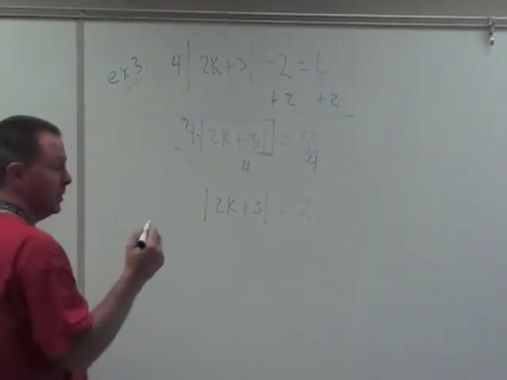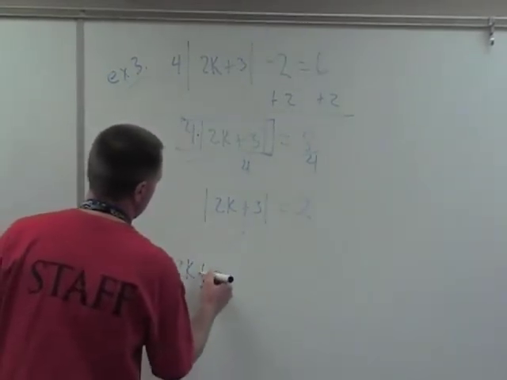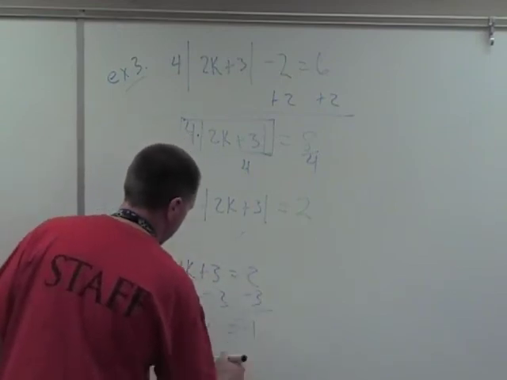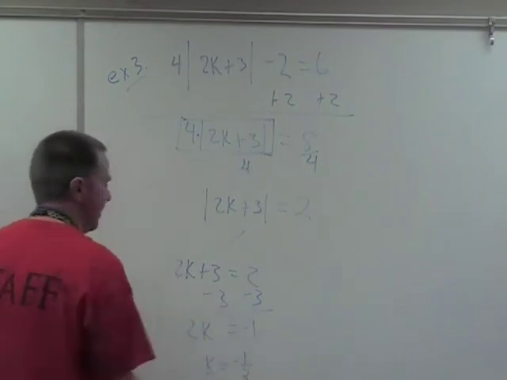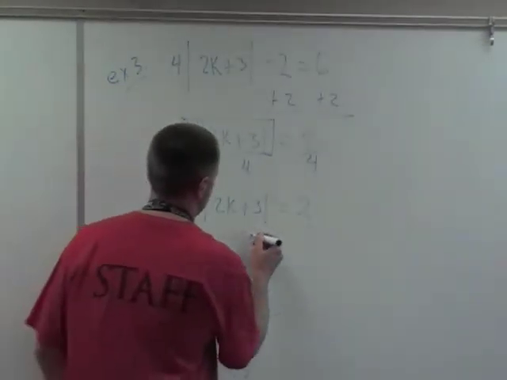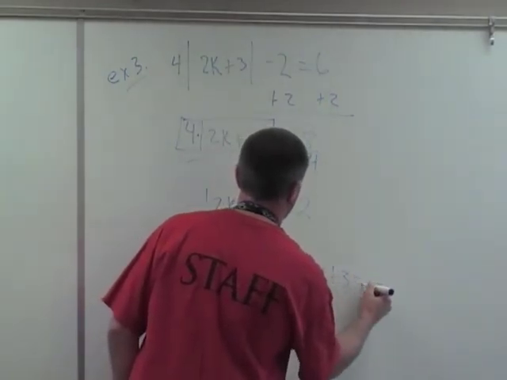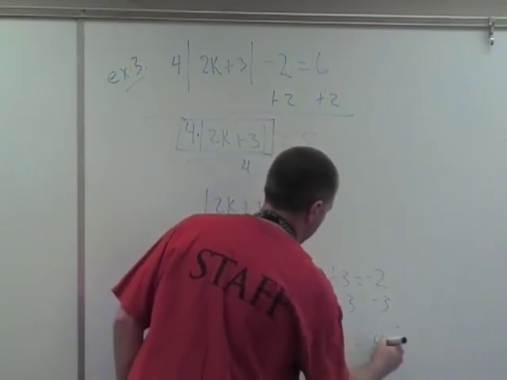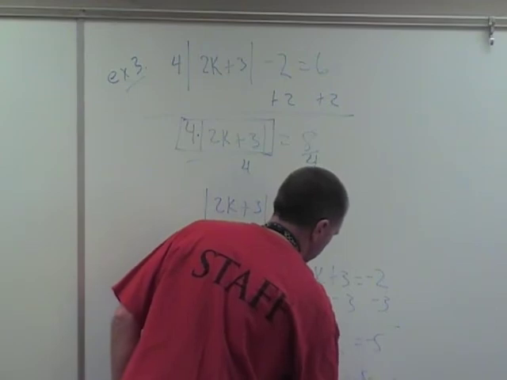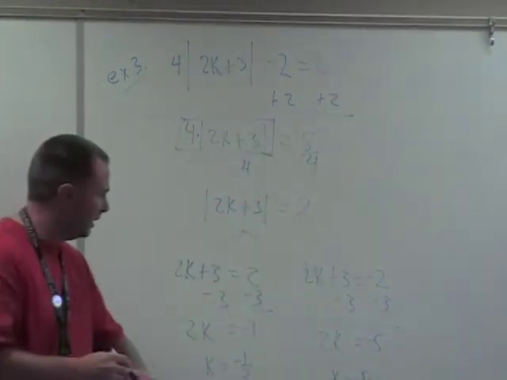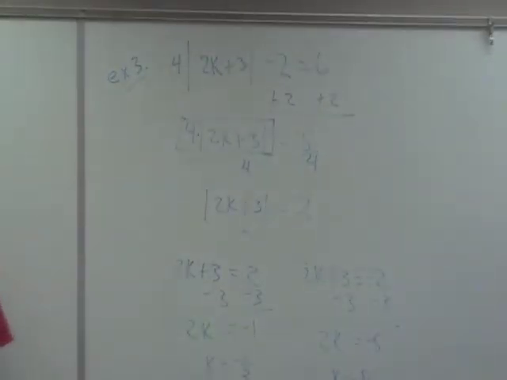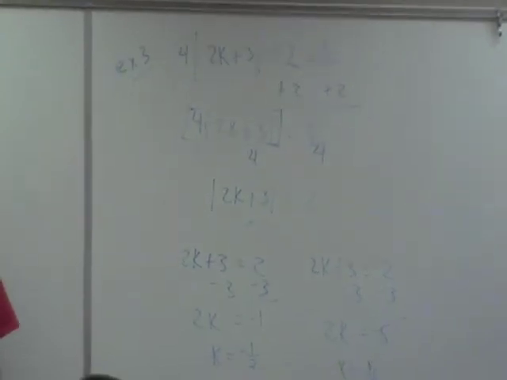Ready? K equals -1/2. Is that it? Really? K equals -1/2. Yep. K equals -5/2. So -1/2 and -5/2. Good? You guys can't see what I'm standing here. You guys getting this over here? Sure? Alright.